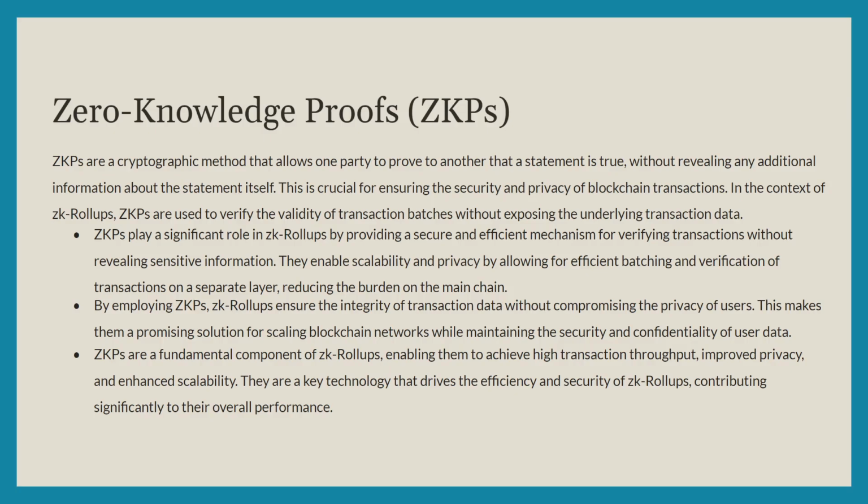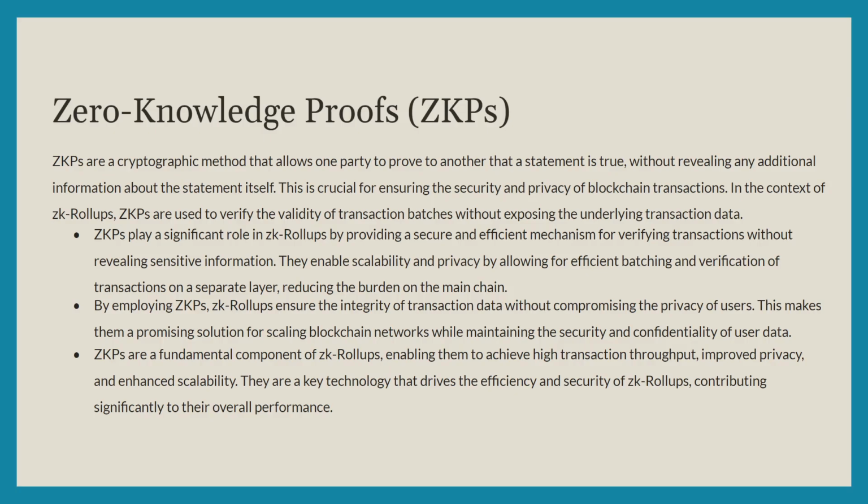ZKPs play a significant role in ZK rollups by providing a secure and efficient mechanism for verifying transactions without revealing sensitive information. They enable scalability and privacy by allowing for efficient batching and verification of transactions on a separate layer, reducing the burden on the main chain. By employing ZKPs, ZK rollups ensure the integrity of transaction data without compromising the privacy of users. This makes them a promising solution for scaling blockchain networks while maintaining the security and confidentiality of user data.